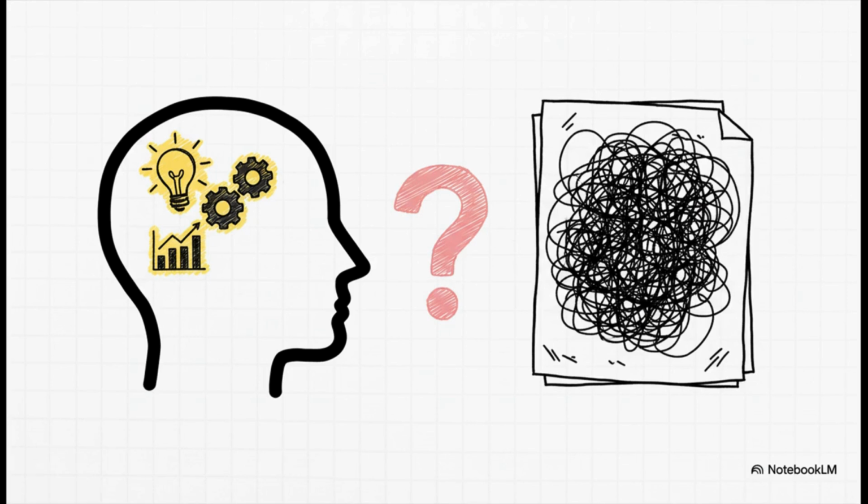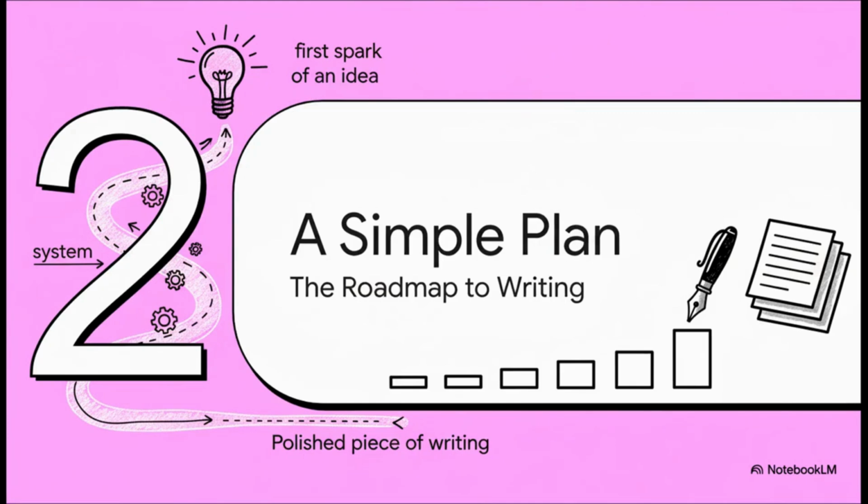So, how do we fix that? How do we bridge that gap? Well, the answer isn't just to try harder. No way. The secret is having a system. It's having a roadmap that can guide you from that first little spark of an idea all the way to a polished, finished piece of writing.